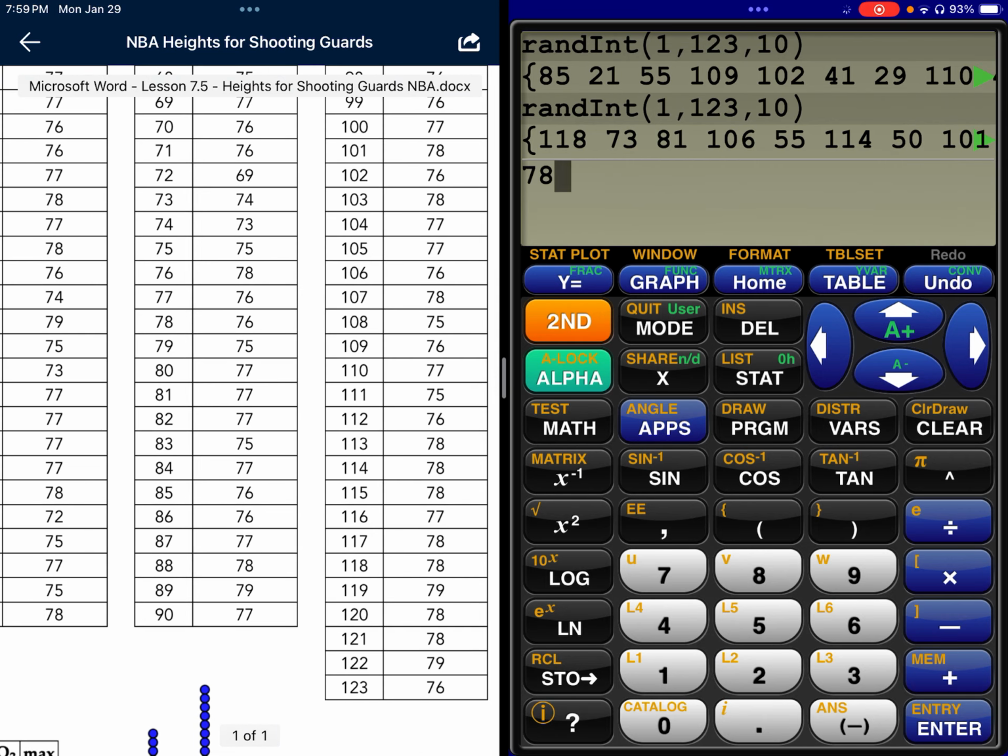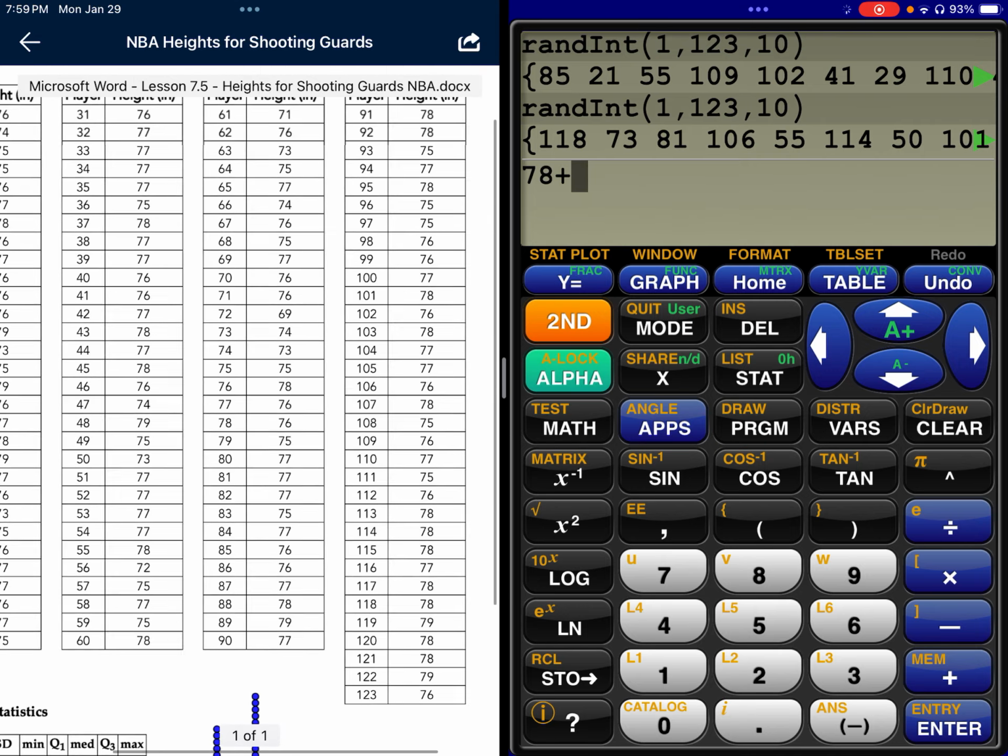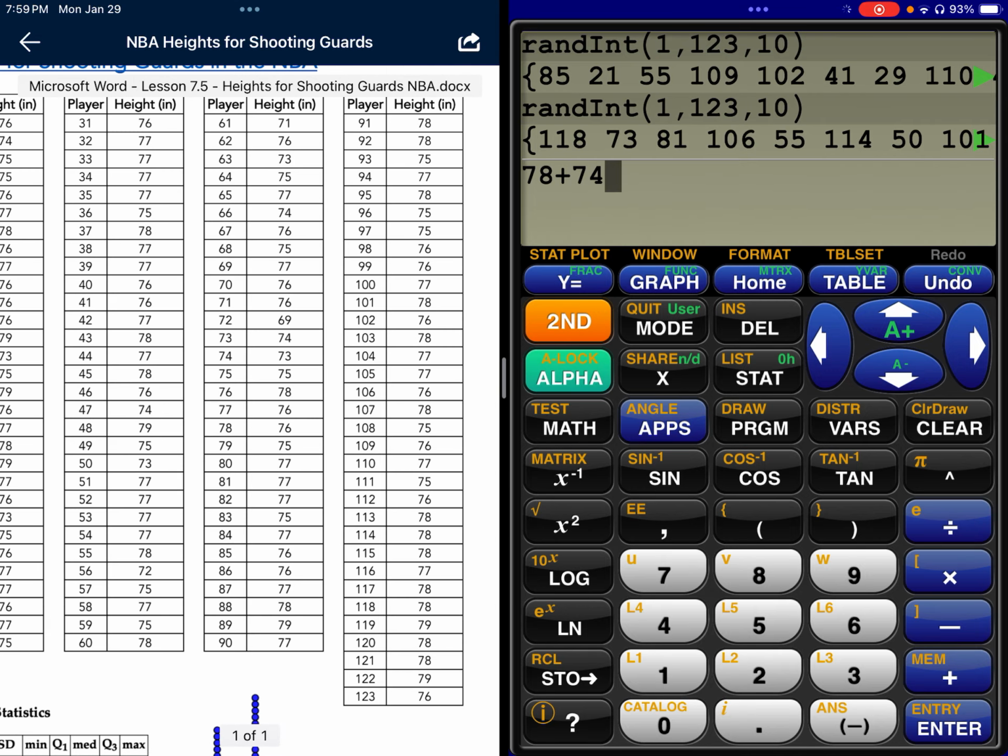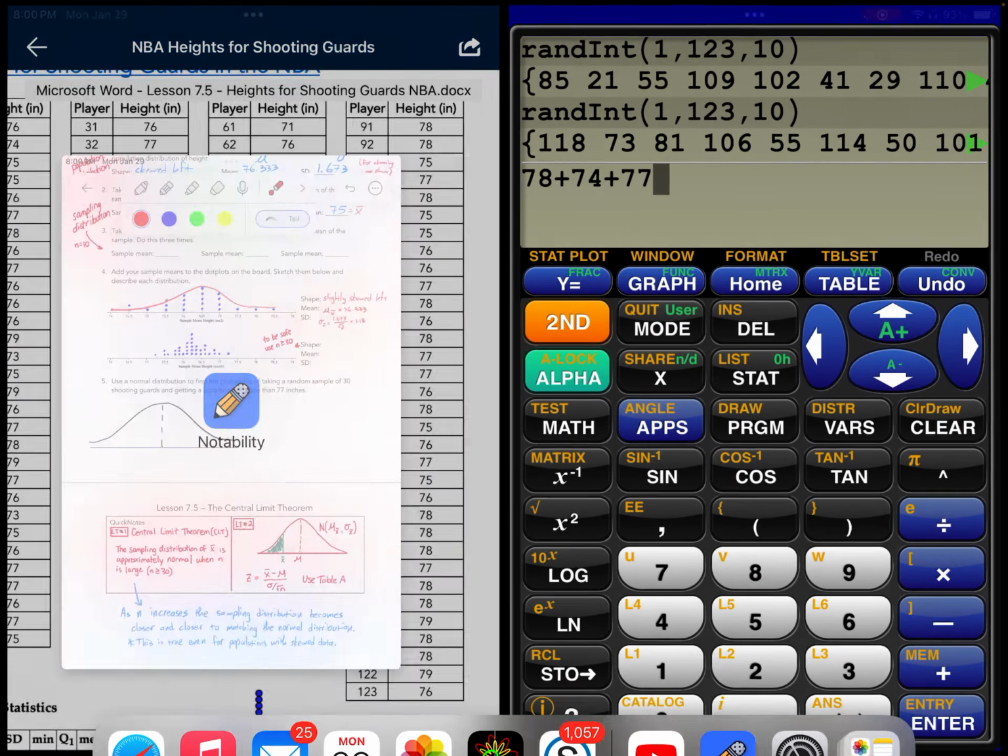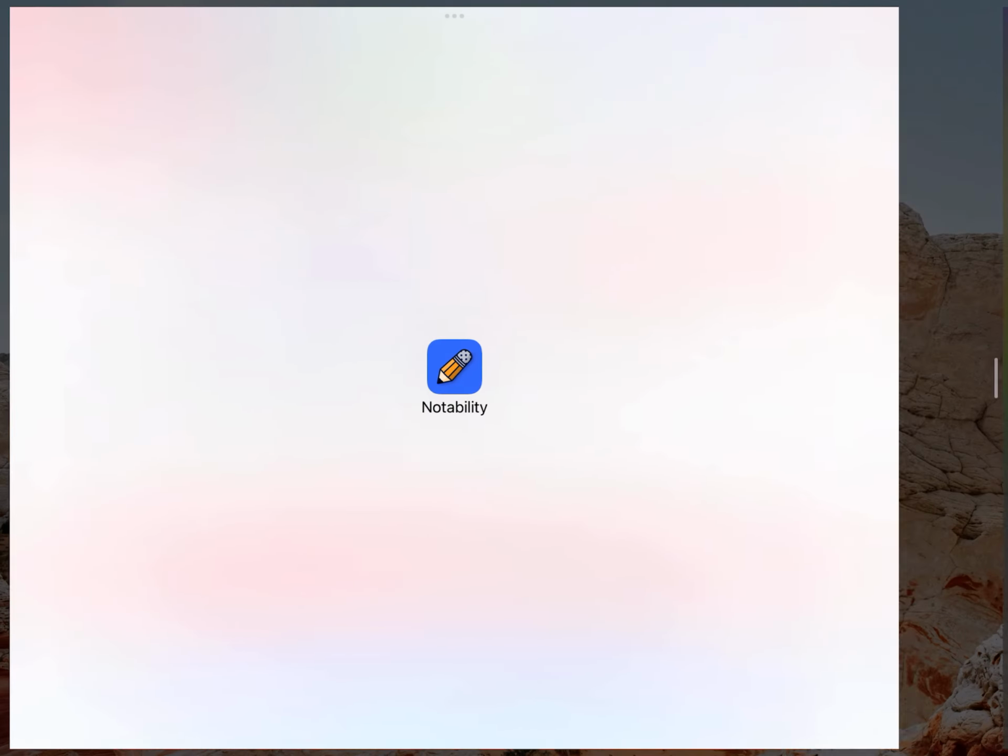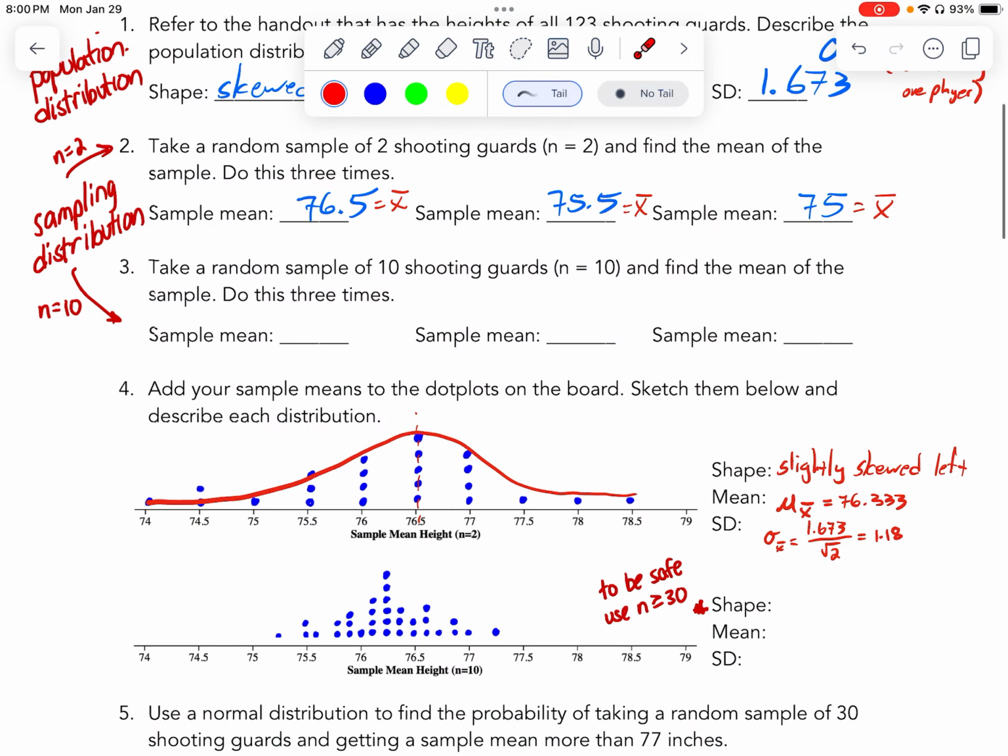So person 118 is 78 inches. Person 73 is 74 inches. Person 81 is 77 inches. Yes, this is going to take a while. You're going to add them all up, and then you're going to divide by 10. Excuse me, okay? And everybody in class is doing this 3 times, so it'll be time consuming.